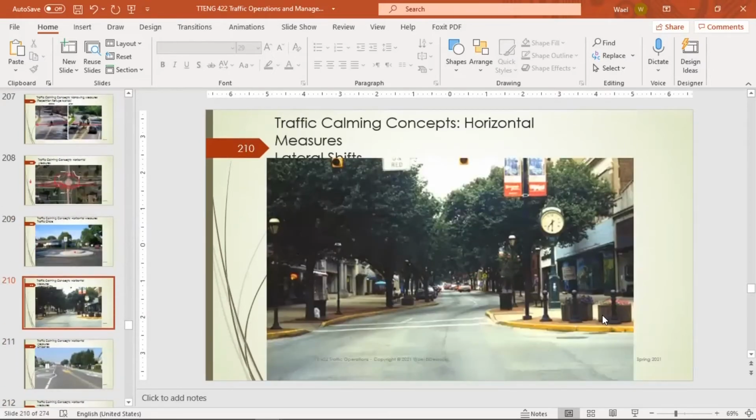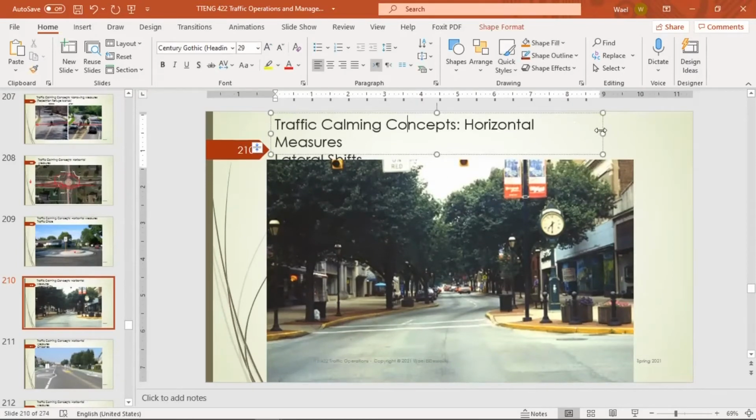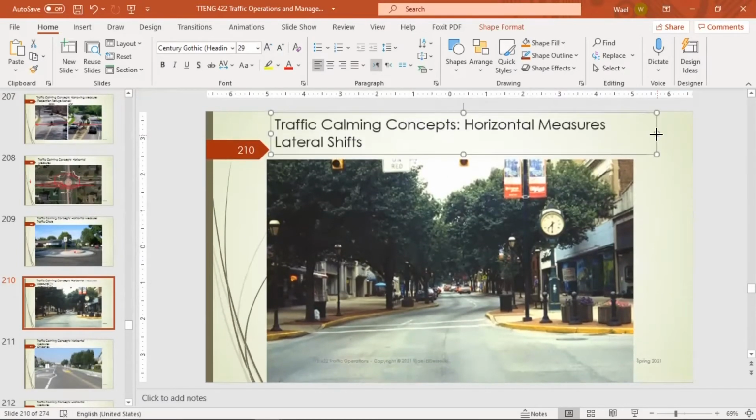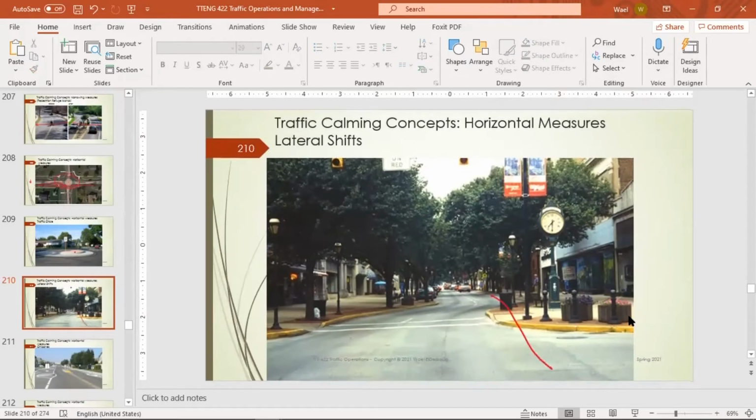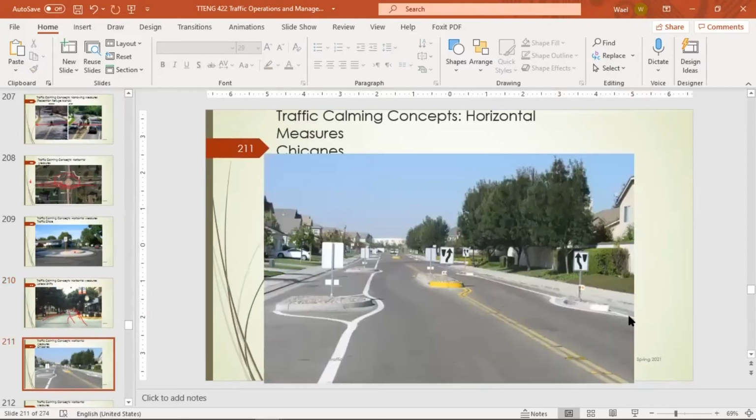Then there's the horizontal one, one of the lateral shifts, as you can see. That was a straight road, but they took from the sidewalk here, and so they are forcing drivers to make a slight turn in their vector. So this way they forced them to slow down.